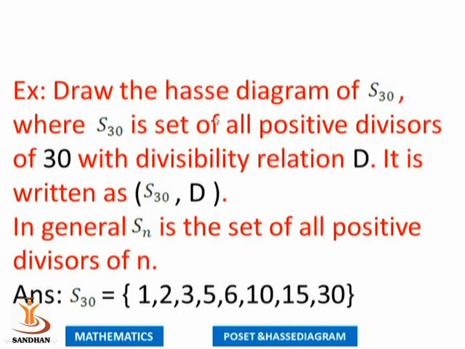Now another, draw the Hasse diagram of S30, where S30 is the set of all positive divisors of 30 with divisibility relation, and it is written as S30 with D. In general we can say Sn. Sn is the set of all positive divisors of n. So S30 is a set which can be described as 1, 2, 3, 5, 6, 10, 15 and 30. All the elements are divisors of 30.